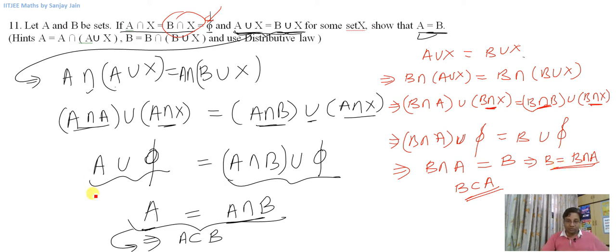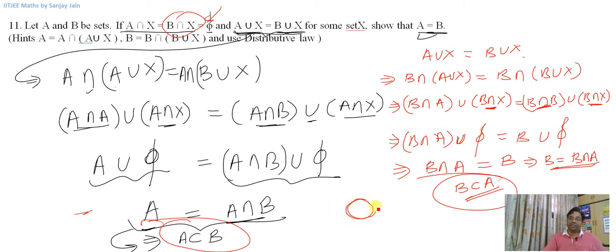And if these two conditions are simultaneously true, that A is subset of B and B is subset of A, then that means A and B are the same set, right? So A is equal to B. Or mathematically you can write, if A is subset of B and B is subset of A, then that means A is equal to B.